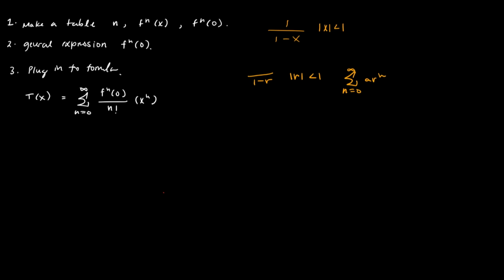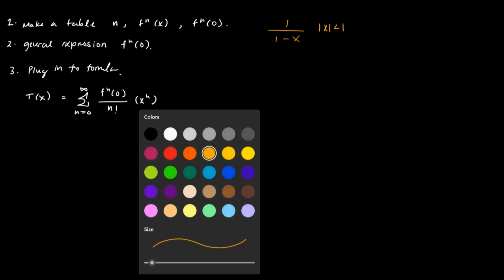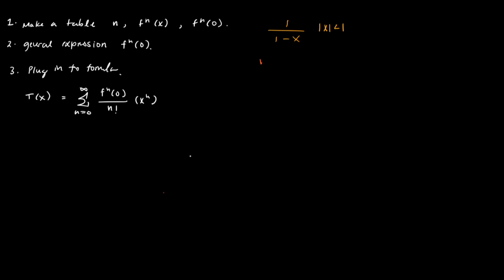So let's derive this properly as a Taylor series. Let's try it out. So the first thing we're going to do is make our table of n versus the nth derivative at x versus the nth derivative at 0.